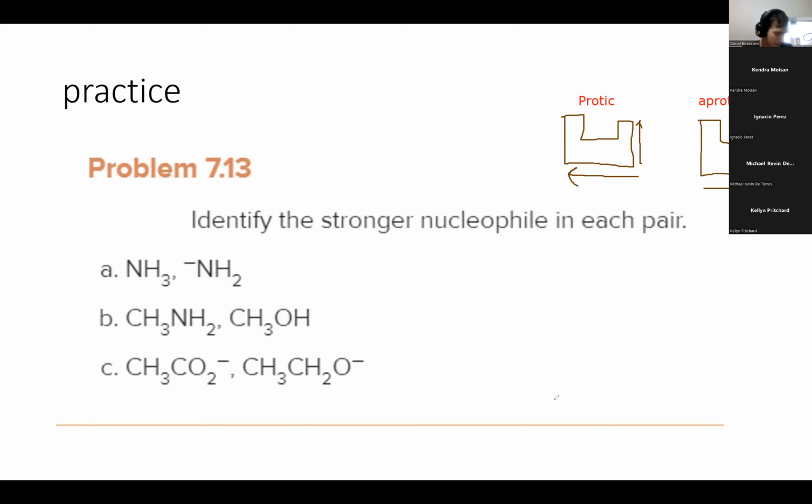Right. And so in this case, the oxygen is more electronegative. It's more greedy. It's going to hold on to its electrons and it's not going to want to share. Whereas the nitrogen is less electronegative. It's more willing to share its electrons to form a covalent bond. Therefore, it should be a better nucleophile. Does that help?